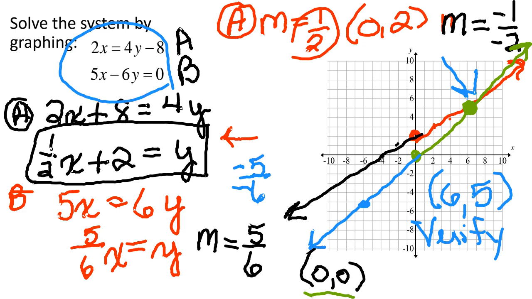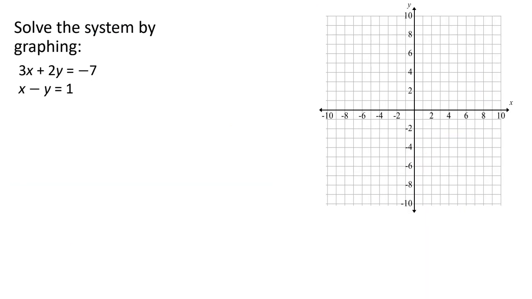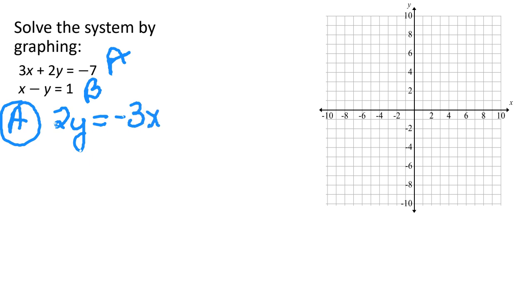Now, let's look at this one. This is equation A. This is equation B. First step, take A and solve for y, which is 2y is equal to negative 3x minus 7. Divide by 2.